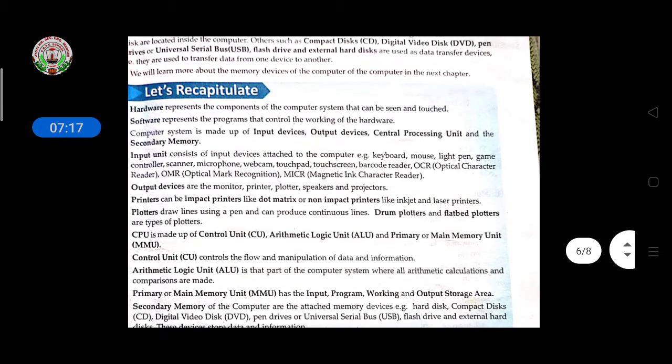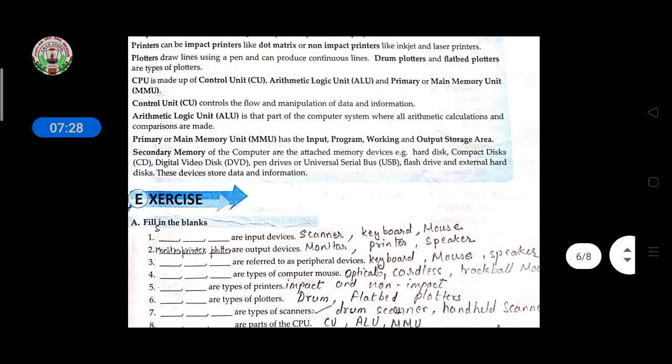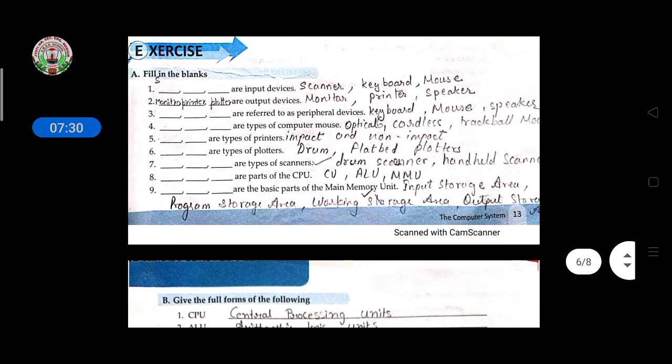Then let's recapitulate this. You have to read properly and understand. Read once or twice, and then come to the exercise questions. These exercise questions, meaning fill in the blanks, true or false, full form, and match the following, you have to do in your book only. The question answers and give reasons you have to write in your computer notebook.